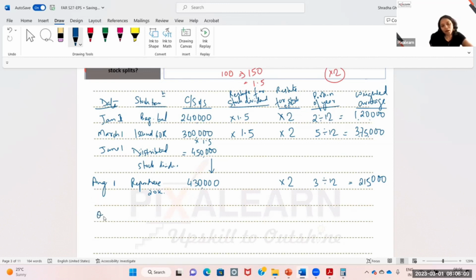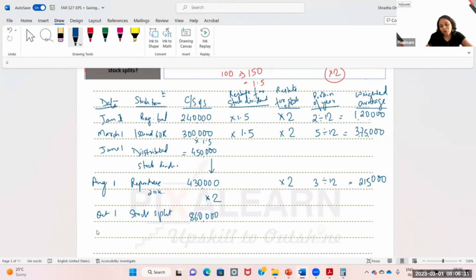Now we're coming to October 1. On October 1, what is happening? The stock split is happening. On the stock split basis, these number of shares will become $860,000. No impact on the number of shares and everything else.